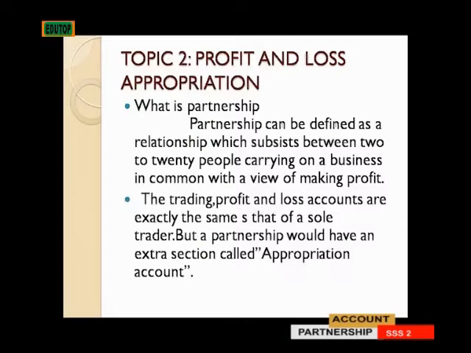Profit and loss appropriation. Anywhere you see appropriation, it's talking about a partnership account. Appropriation is when you allocate profit to different partners in the partnership business. But before we go to that, what is a partnership? Partnership can be defined as the relationship which subsists between 2 to 20 people carrying on a business in common with a view of making profit.